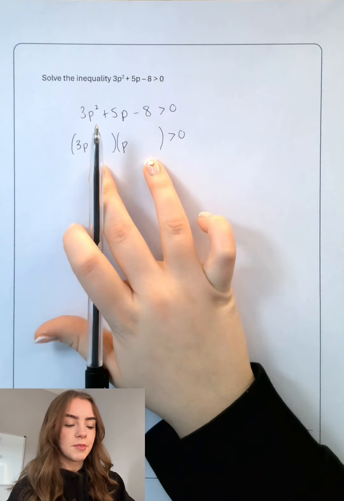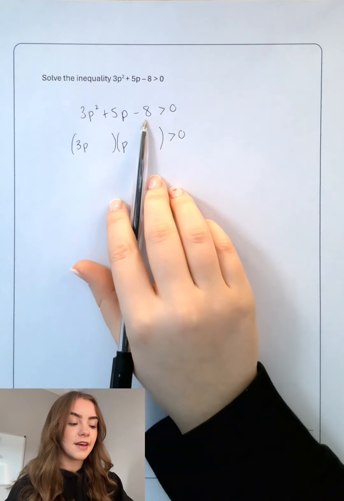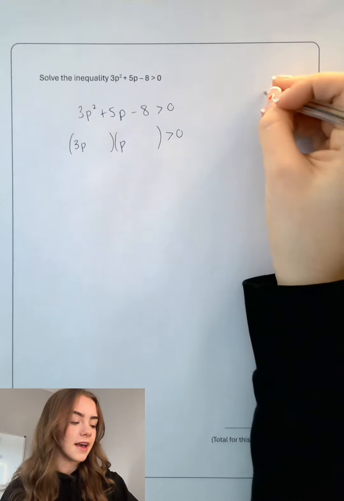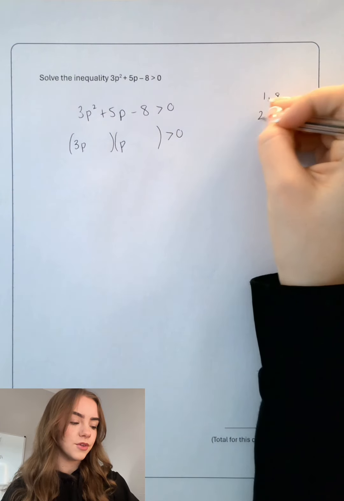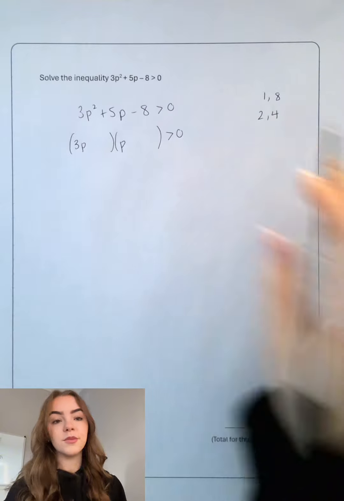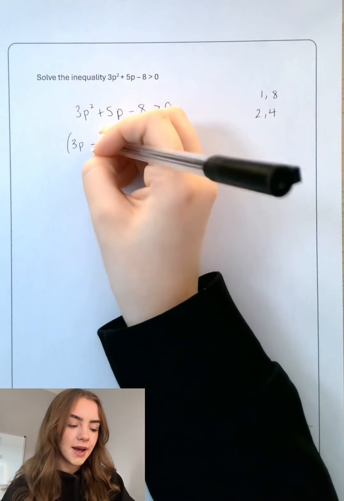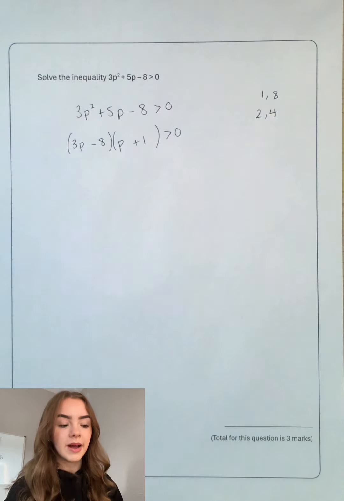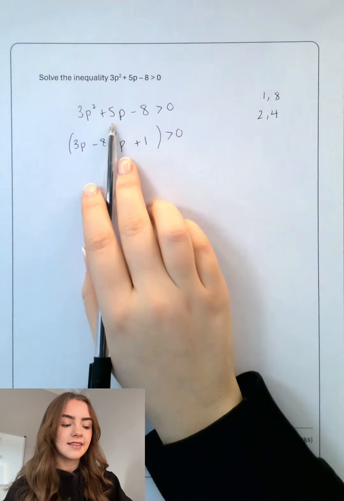The two numbers that we put in our brackets will need to multiply to give minus 8. Our factors of 8 could be 1 times 8 or 2 times 4. In order to make minus 8, one of these values must be a negative. Let's try minus 8 and plus 1. When we expand these brackets, they'll need to add to give 5p.